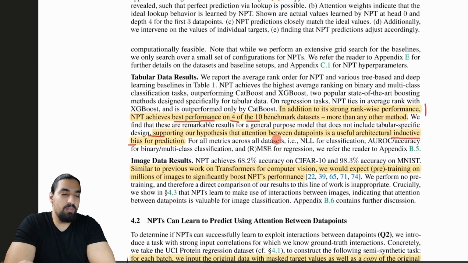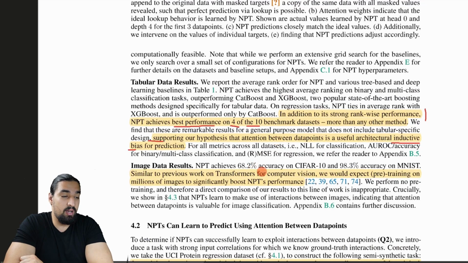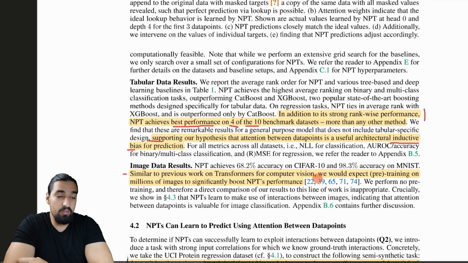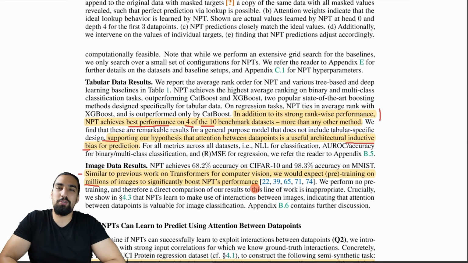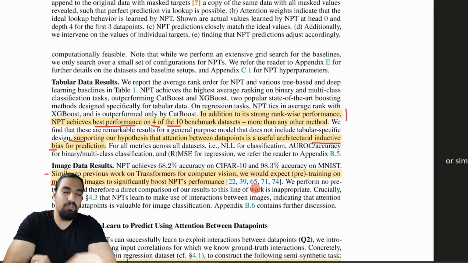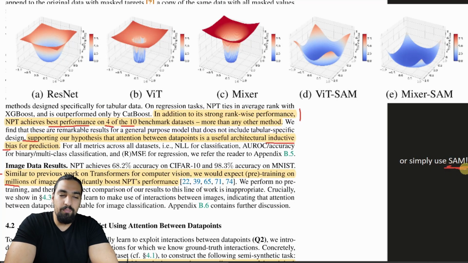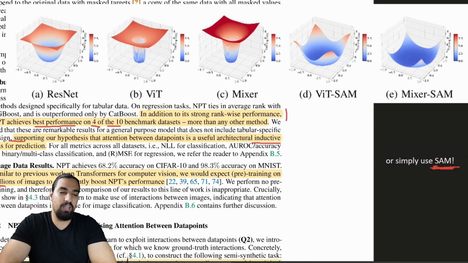And aside from these tabular datasets, they also tested MPT on image benchmarks, like I think MNIST and CIFAR-10. And they said here, similar to previous work on transformers for computer vision, we would expect pre-training on millions of images to significantly boost MPT's performance. And if you watched my previous video, you now know that vision transformers and MLP-Mixers don't need pre-training at all if you use this thing called the sharpness-aware minimization objective. And again, I'll link the video somewhere here. You can check it out.